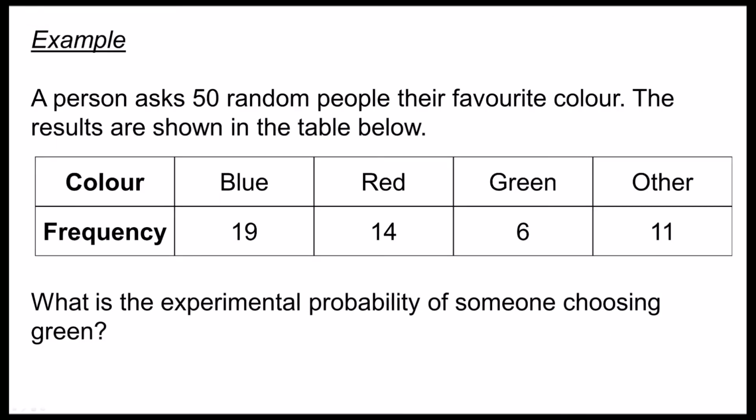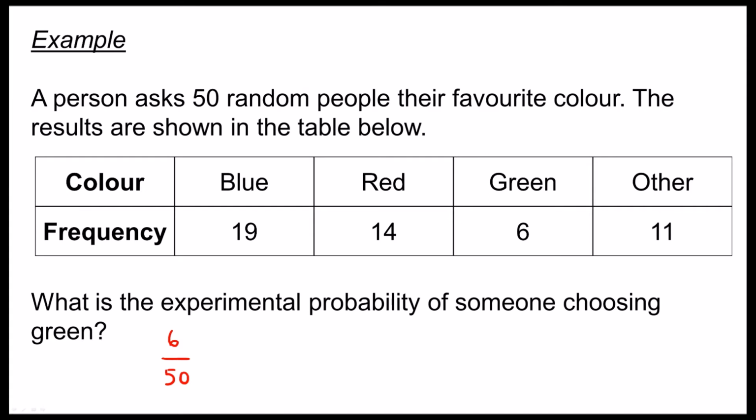In this second example, it says that a person asks 50 random people their favourite colour. The results are shown in the table below. We need to find the experimental probability of someone choosing the colour green. Looking in our table, I can see that 6 people chose green, so this is 6 out of the 50 people that were asked in total. So this is the relative frequency or experimental probability.